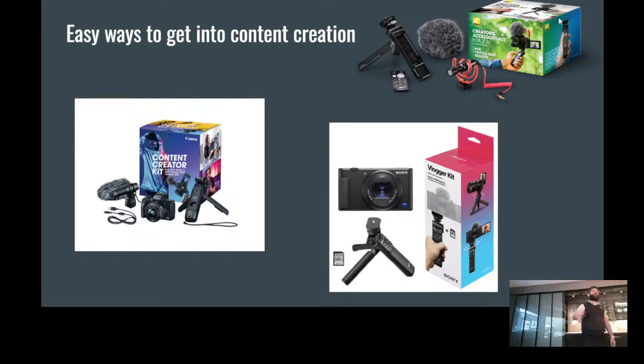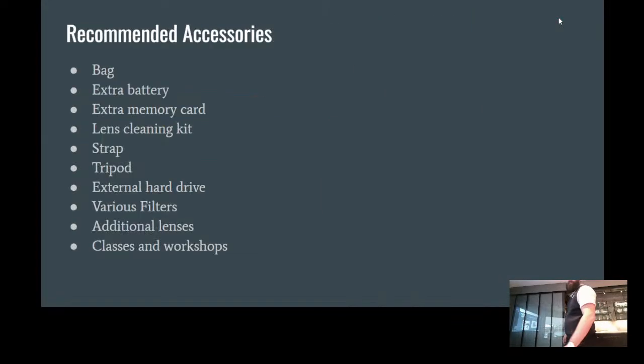Easy ways to get into it: a lot of these camera companies make kits. Buy a kit, it comes with all the extra pieces in there for you to start using. Here are my recommended accessories. I tell everybody, focus on the top 5. Those are the things I think you need right away when you're buying one of these.